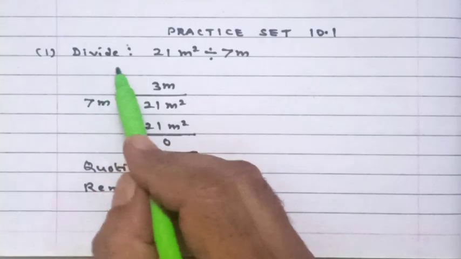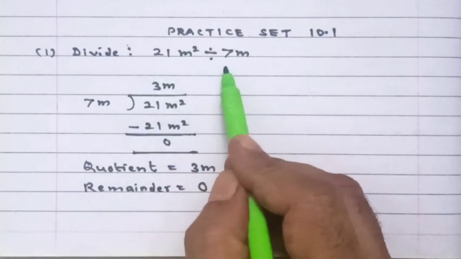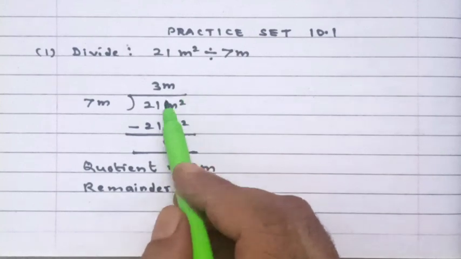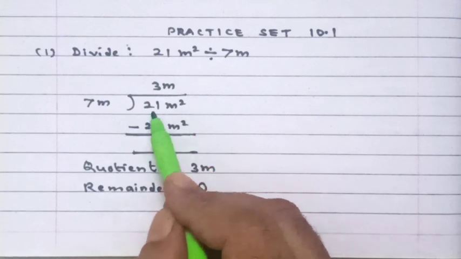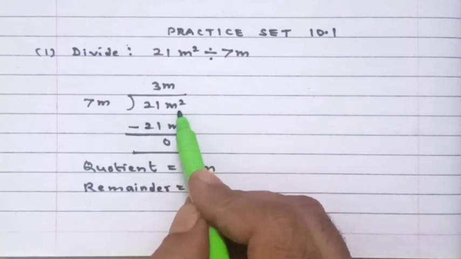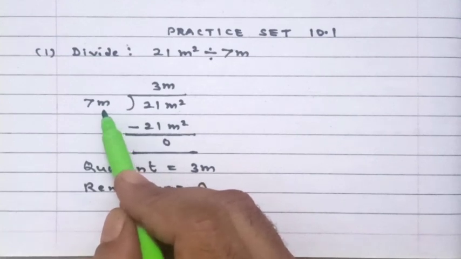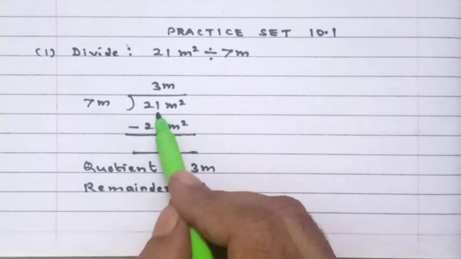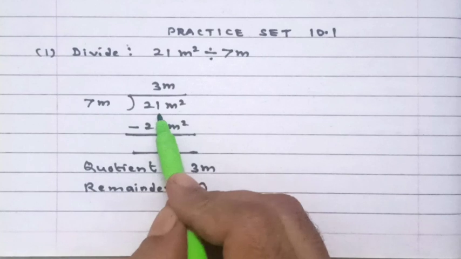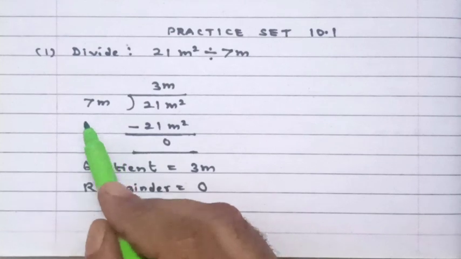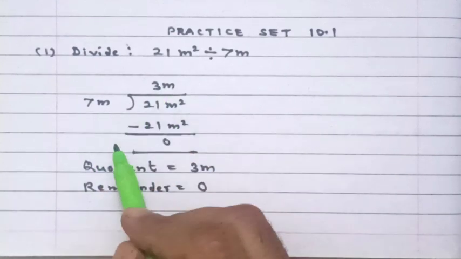First question, divide 21m square divided by 7m. Now here you have to divide 21m square, so write 21m square, and you have to divide this 21m square by 7m, so write 7m here. Now how to divide? First take the numbers. So here it is 7 and here it is 21. How many times is it? 3 times. 3 into 7 is 21, that is 7 3s are 21, so write here 3.